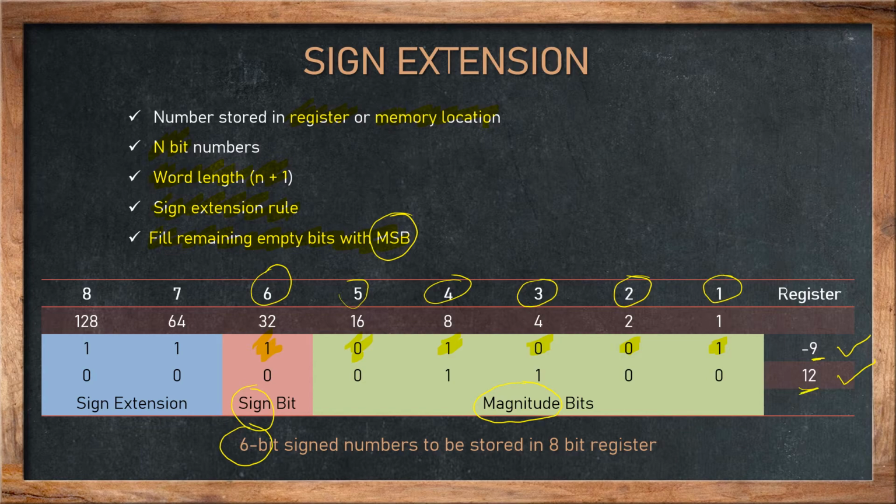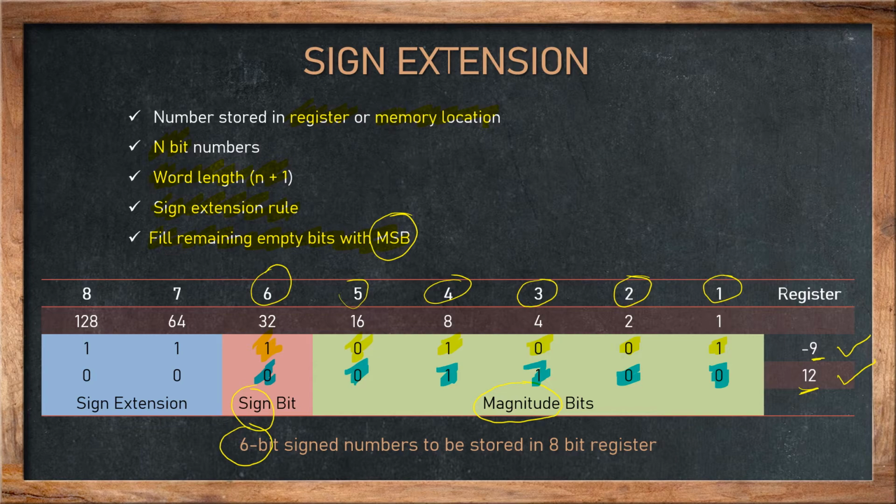For 12, the binary number would be 0, 1, 1, 0, 0. But this 12 is positive, so my sign bit would be 0. So when you store any binary number inside an n-bit register, always make sure that the MSB contains your sign bit. So this is about the 6-bit register.